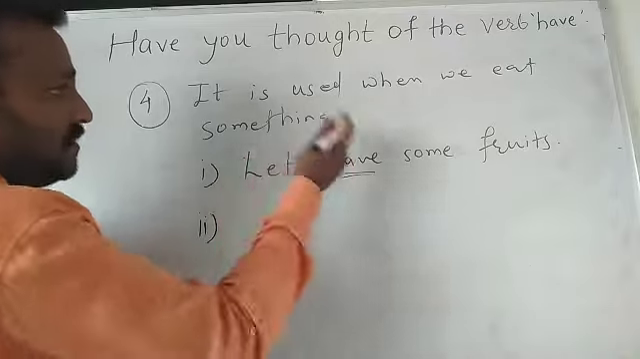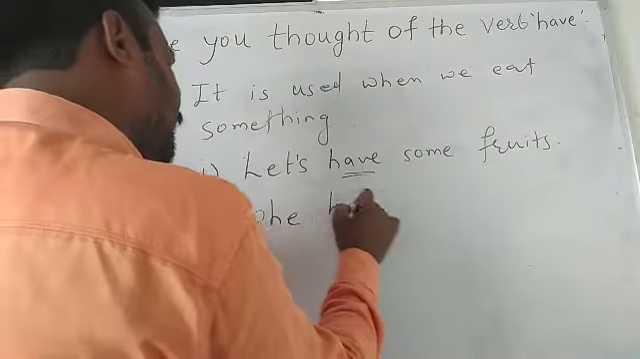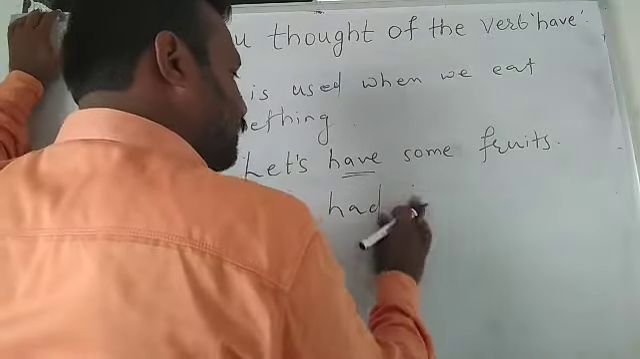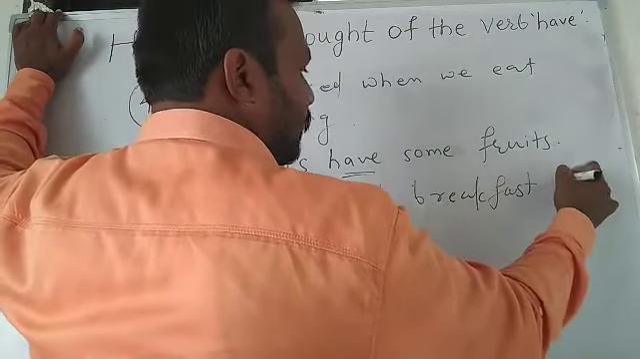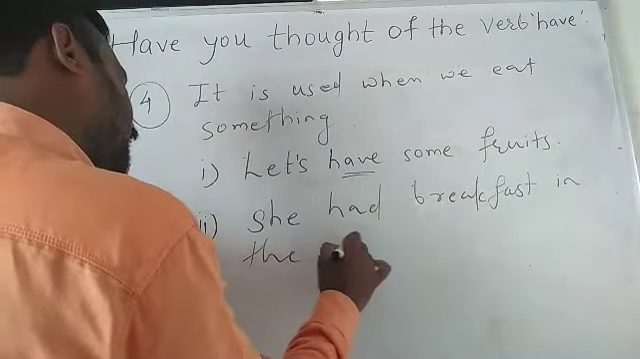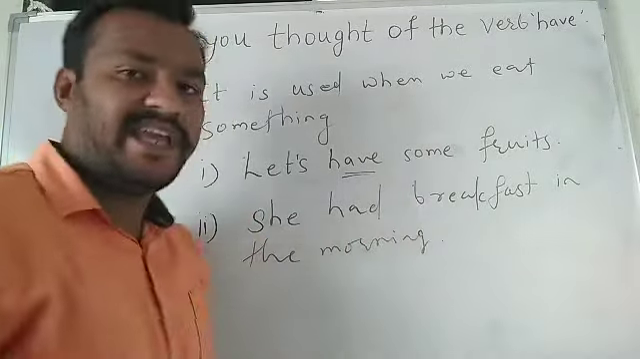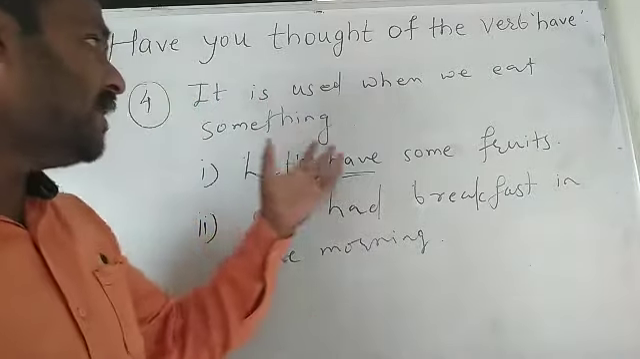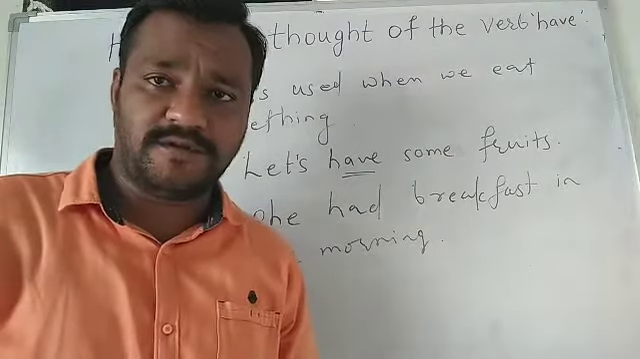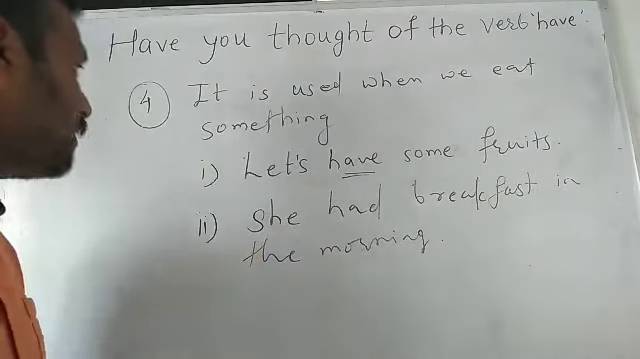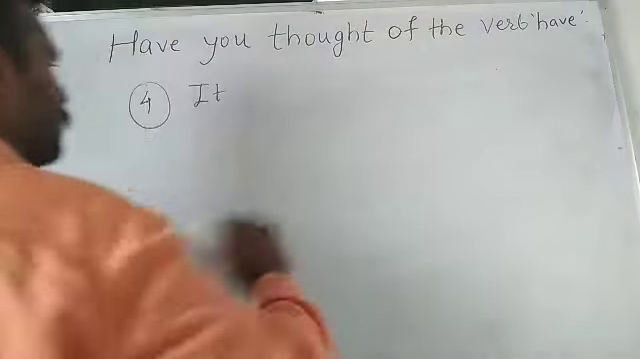Second example of this for like eating purposes, we can have she had breakfast. She had breakfast in the morning. She had breakfast in the morning. So in this way we can express. It is used like when we eat something. So to have forms are used in that manner also, isn't it? So next use. So these are some uses of have forms.